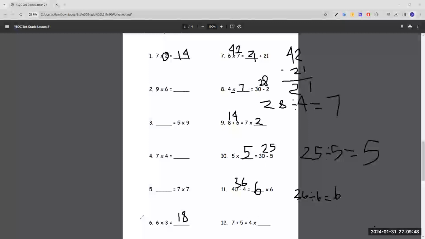Number 12, 7 plus 5 equals 4 times blank. 7 plus 5 is 12. And just like the rest, we would divide it by 4, which is the number that we have. 12 divided by 4 is 3. And to check our work, we can do 4 times 3, which is 12. And since they're both equivalent to each other, we know that it's right.